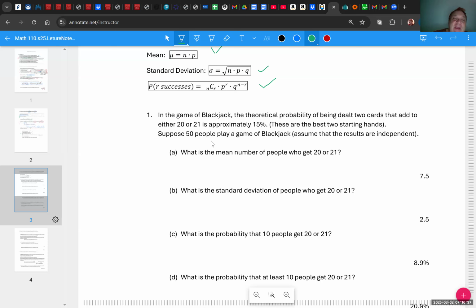All right, so we're going to be talking about the mean number of people who get 20 or 21. Again, we have 50 people who play the game, and we know that getting a 20 or 21 is about a 15% chance. And we want to find the mean and the standard deviation and the probability and stuff like that. All right, so how do we find the mean? Well, our formula here for the mean is n times p. This little symbol here, which is pronounced mu, math people use to stand for mean. It's n, which is the number of people, 50, times p. This p is the probability of success.